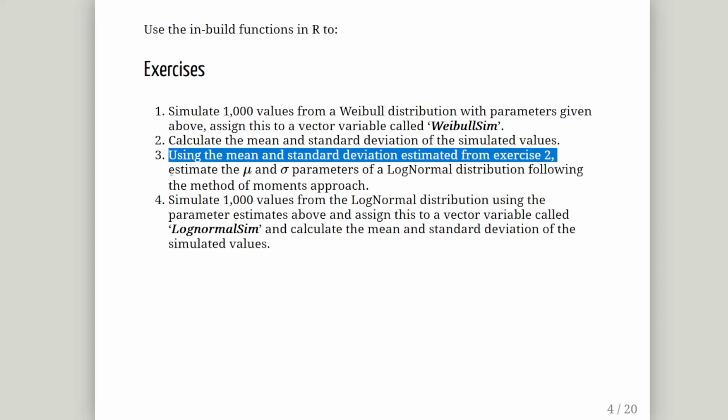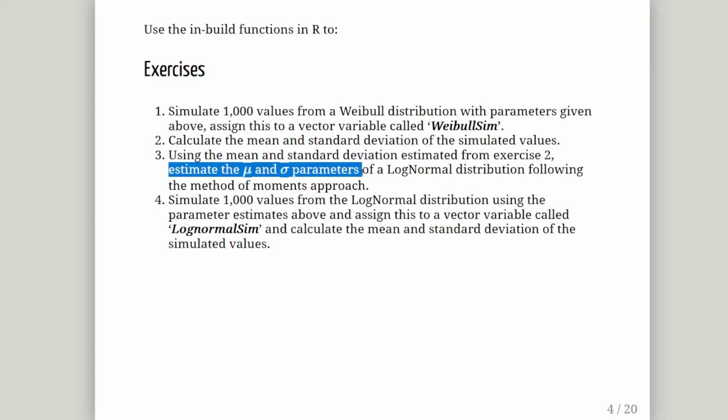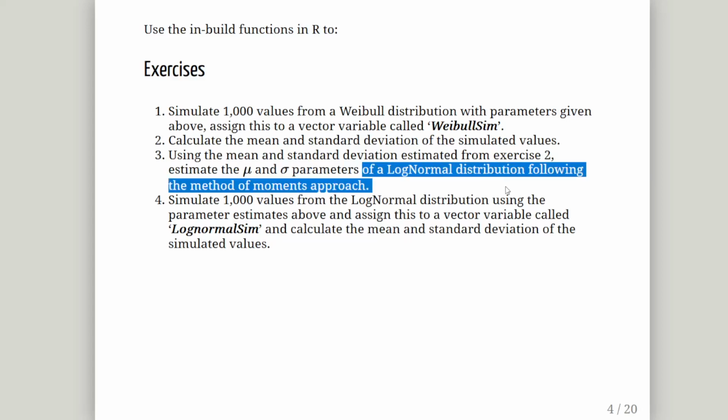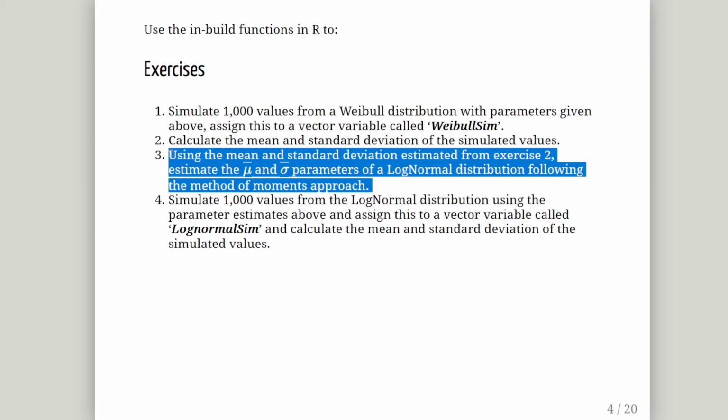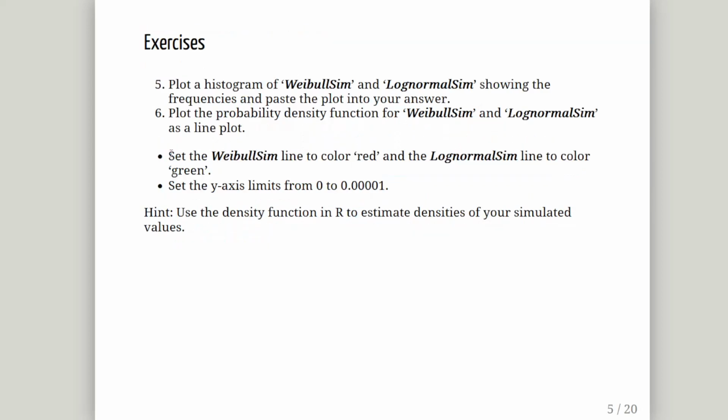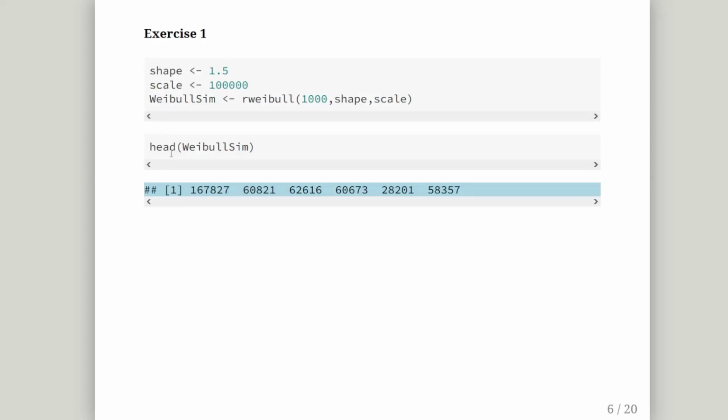Using those, calculate the mu and sigma parameters of a lognormal distribution using the method of moments approach. Simulate 1,000 values from the lognormal distribution using the parameter estimates above and assign this to a vector variable called lognormal sim. Calculate the mean and the standard deviation of the simulated values. So there's two more questions there: plot the histograms and plot the probability distributions. I tell you what, we'll come back to the plots shortly, because they're straightforward enough. So questions 1 to 4 are how we will begin.